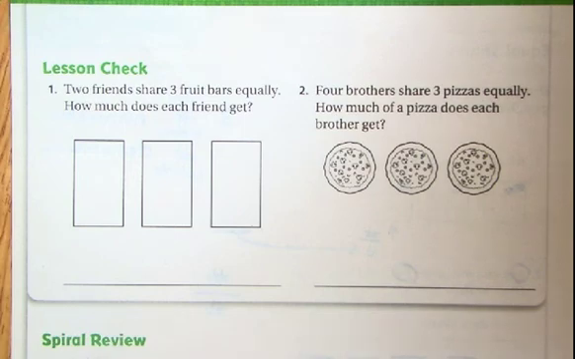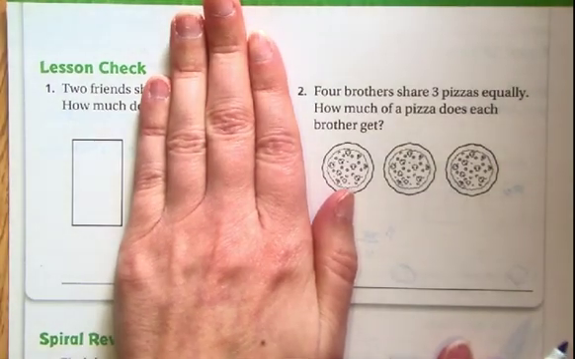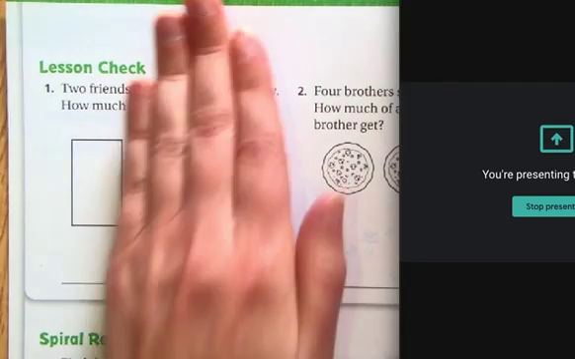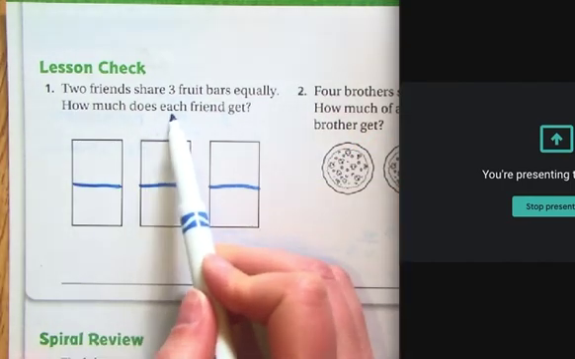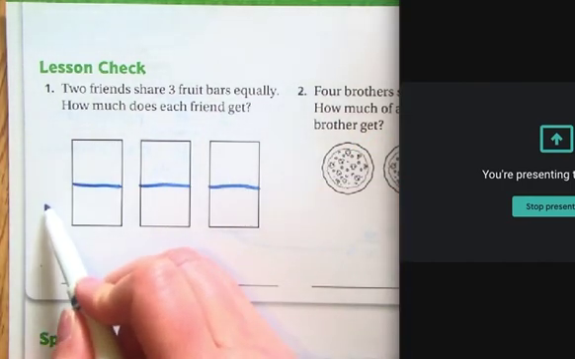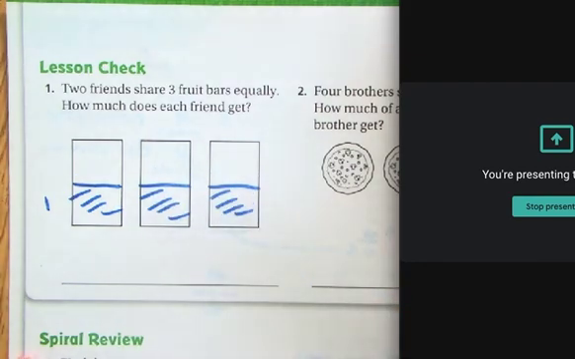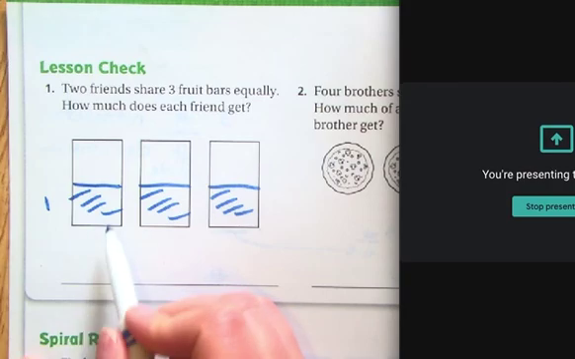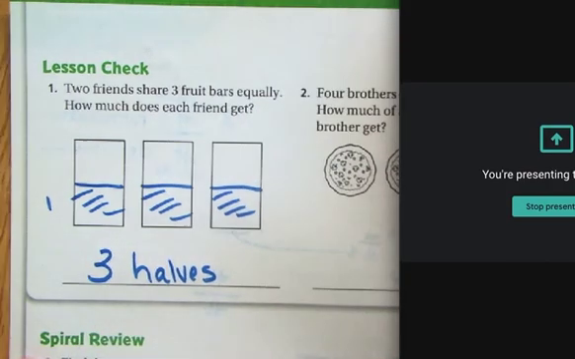So 2 last questions. 2 friends share 3 fruit bars equally. How much do they get? Well, let's go back to the thinking. If 2 friends share 1, how much do they get? Half. They're going to get half. So I'm just going to split each one in half. It says, how much does each friend get? So imagine that one person, I color in his parts. How much does he get? 3 halves. You guys are catching on quick. 3 halves. And that's my answer.